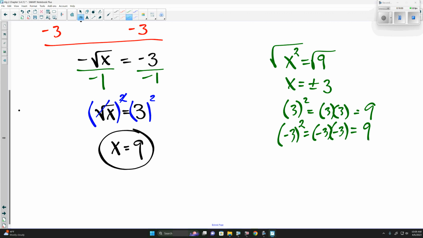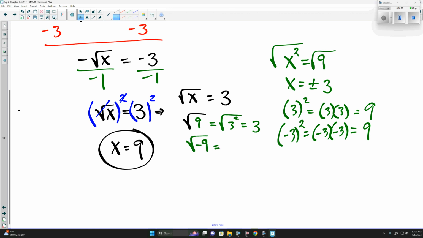In our case here, I'm going to take it from this spot here. We're saying the square root of x is 3, yes? Well, if we do the square root of 9, well, that's just saying the square root of 3 squared, which is indeed 3, yes? Well, the square root of negative 9, well, we know the square root of 9 is what? 3. But the negative is going to be i. We can't have that. We don't have the plus or minus situation.